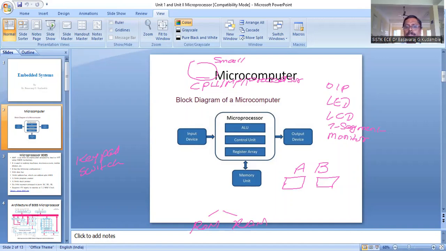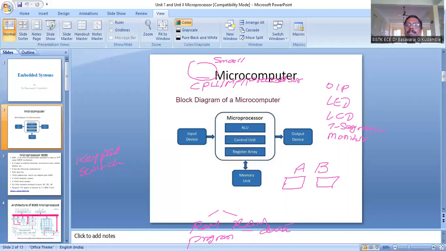In ROM, you store the program. In RAM, you store the data. So ROM is also called the code memory or program memory, and RAM we call the data memory.